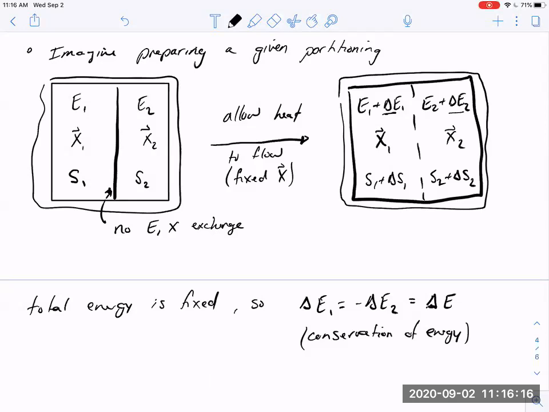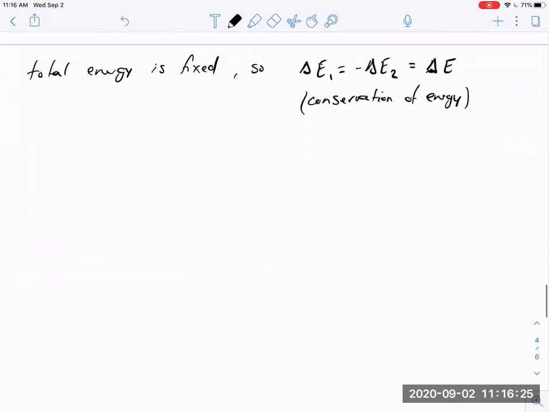Now we can actually ask questions about how large is that delta E and what is its corresponding sign. Specifically, our second law says that delta S has to be greater than or equal to 0. An improbable partitioning, should it change, will move to a more probable partitioning. Delta S can be written as a sum of delta S1 and delta S2.